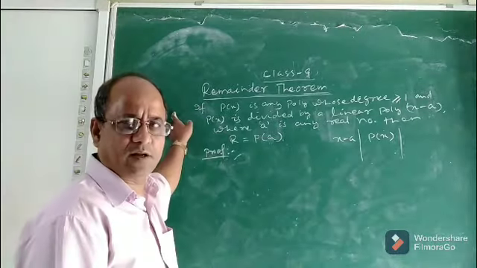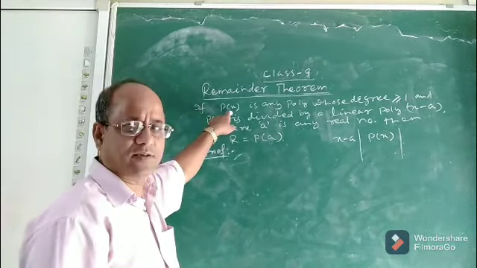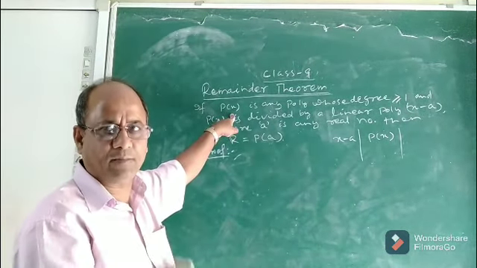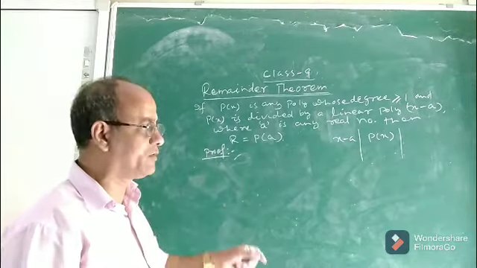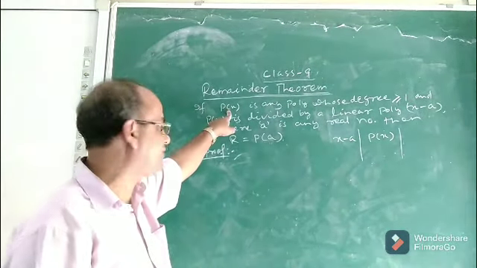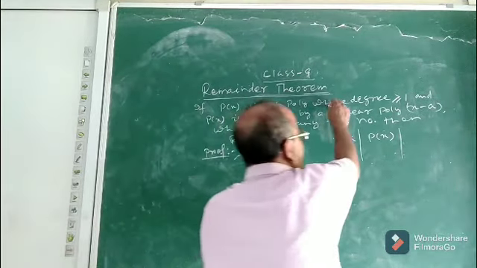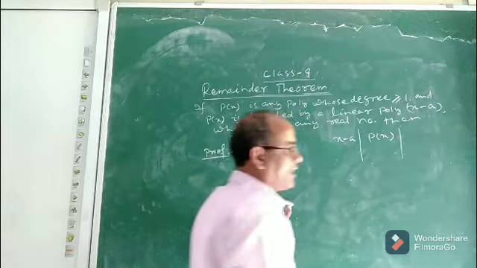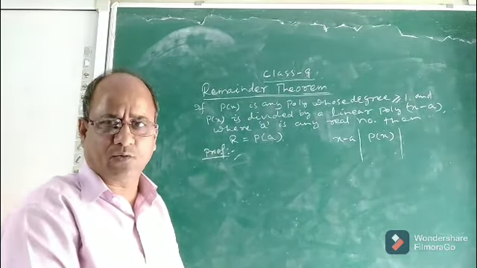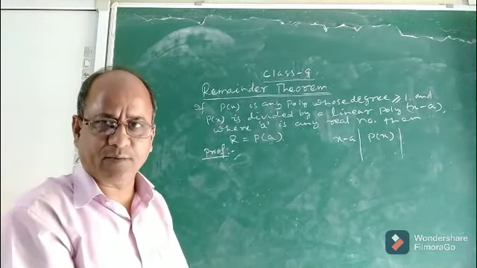So what is the remainder theorem? Once again I am saying, you see it is written here. I have already explained in the previous class, but once again I am trying to give a complete proof of this remainder theorem. See, what does the remainder theorem say? It says, if P of x is any polynomial whose degree is greater than or equal to 1, that means it should be a first degree or higher degree polynomial.